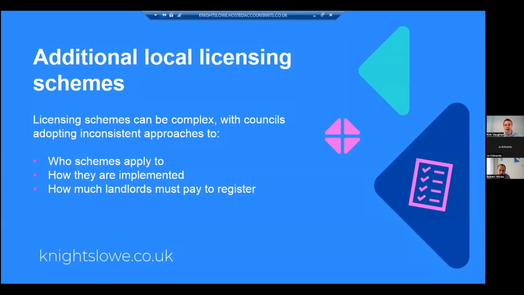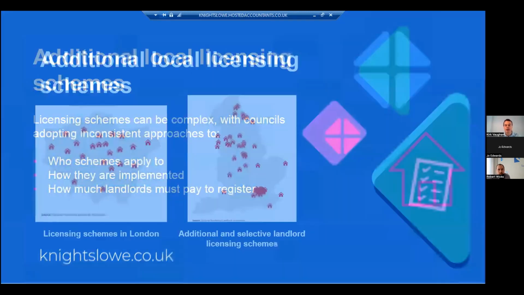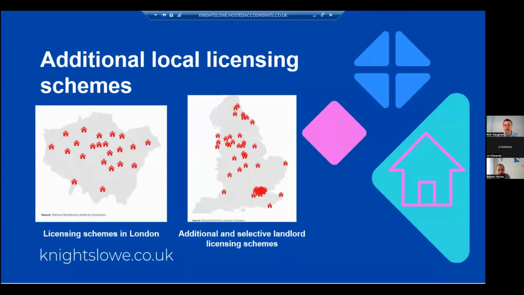Something else certain landlords need to be aware of is local licensing schemes. These are run by local councils, and it's not something that I'm going to cover in great depth in this course today, but they can apply to different people. They require landlords to register with the local council, meet different conditions and things like that. They vary from council to council, which is why it's hard to give a summary of what the conditions are and who they apply to.